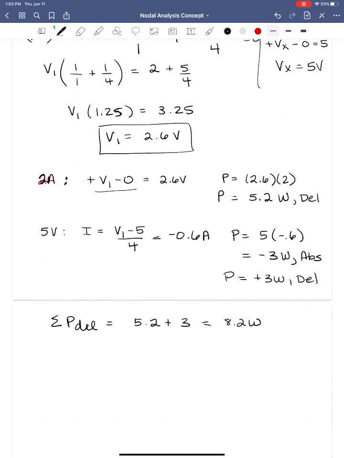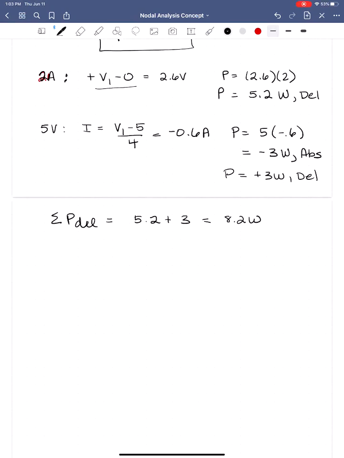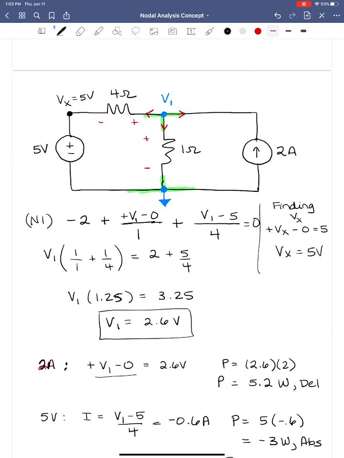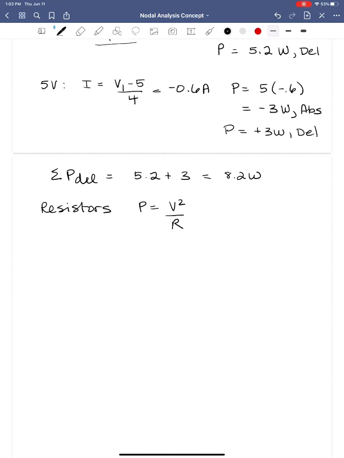All right, let's do the resistors. So 2 resistors. For resistors in nodal analysis, by the way, since we're solving for node voltage equations, what I typically do is I use P is equal to V squared over R. We know that the current for each resistor is sitting here, but we don't really need to solve for that unless we're asked to. Since we're solving for power, I'm going to go with V squared over R. So I'm going to start with the 1 ohm resistor.